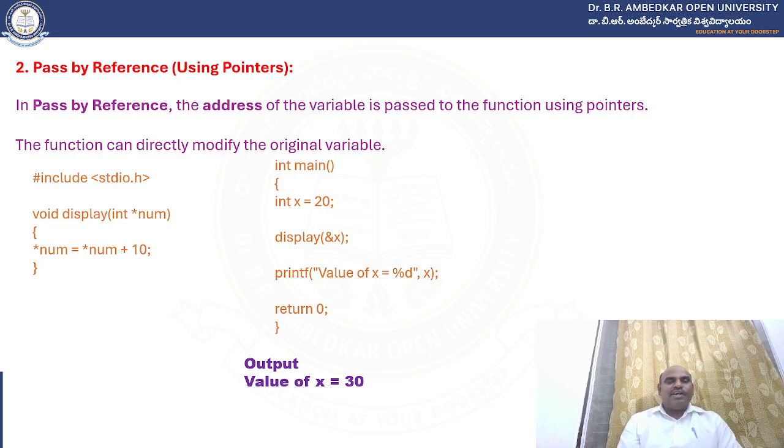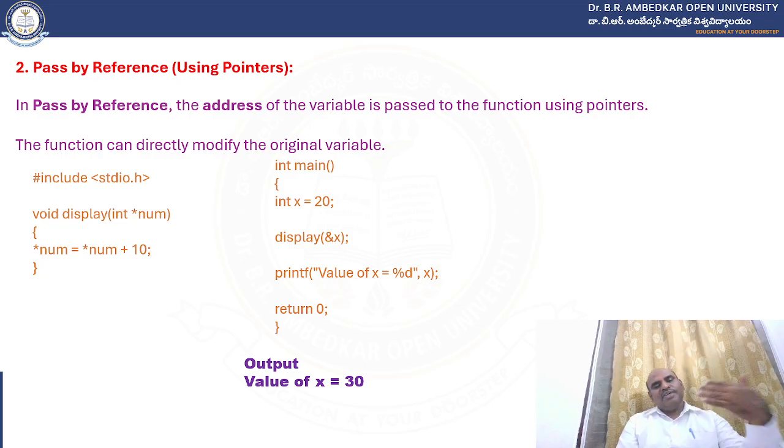Pass by reference. Reference means here we can do this using pointers. The address of the variable is called a pointer. Pass by reference means the address of the variable is passed to the function using pointers. The function can directly modify the original variable.